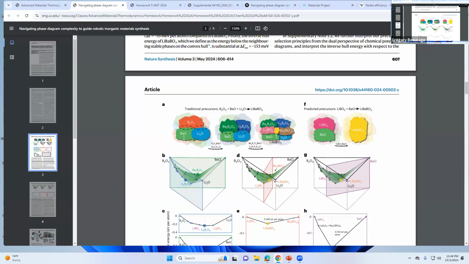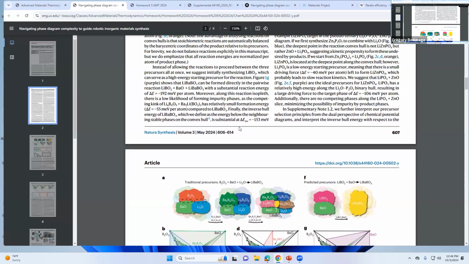So finding those pathways isn't trivial, right? With the 3 things that you combine, there's a lot of different compositions and temperatures that you could use to sort through the phase space of these things, right? To try to get some particular product that you're targeting.